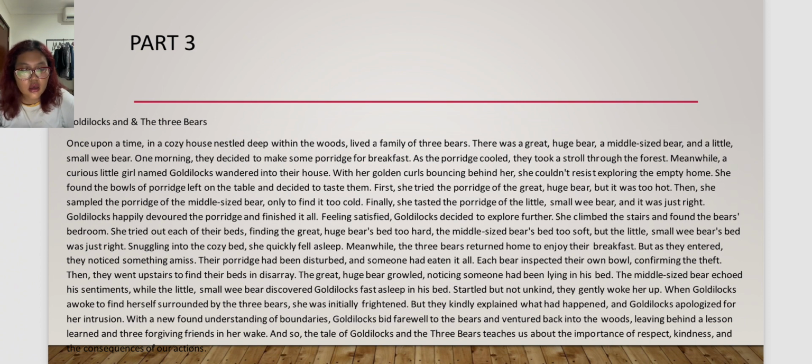When Goldilocks awoke to find herself surrounded by three bears, she was initially frightened, but they kindly explained what had happened, and Goldilocks apologized for her intrusion with a newfound understanding of boundaries. Goldilocks bid farewell to the bears and ventured back into the woods, leaving behind a lesson learned and new friends in her wake.